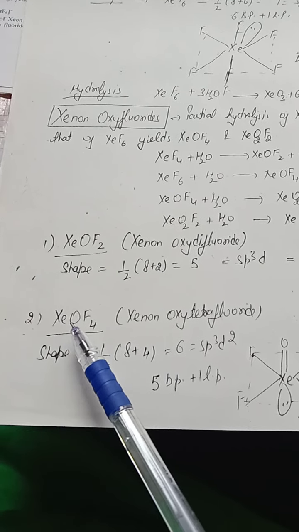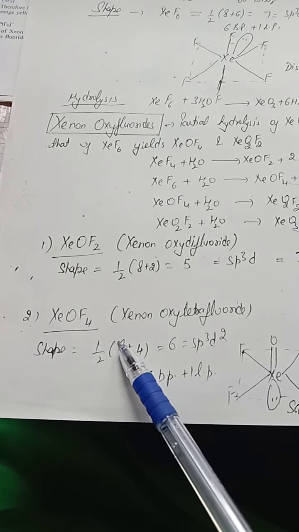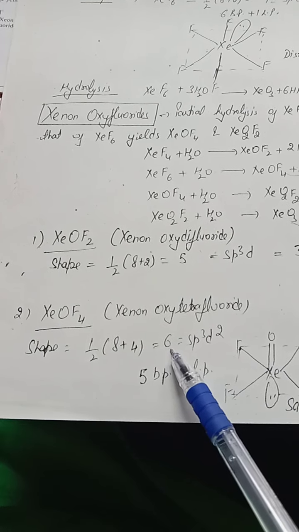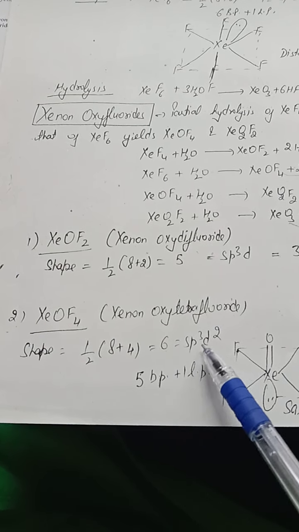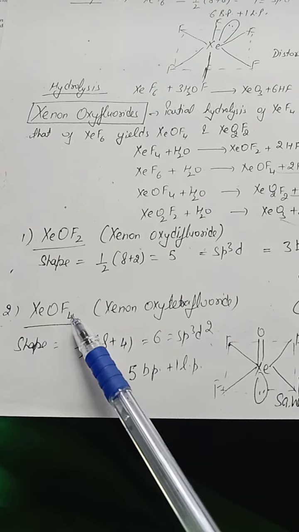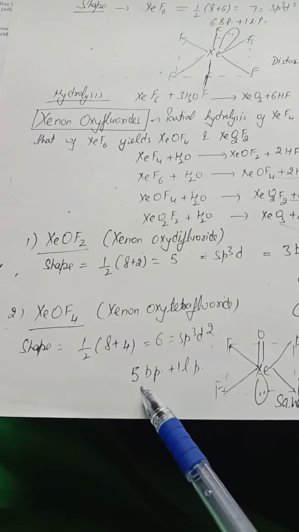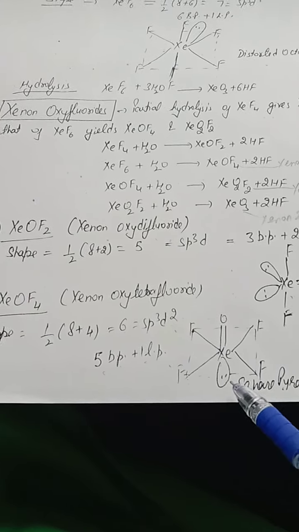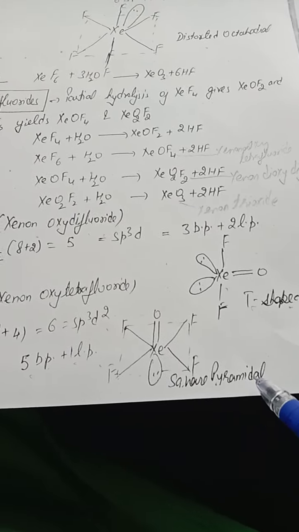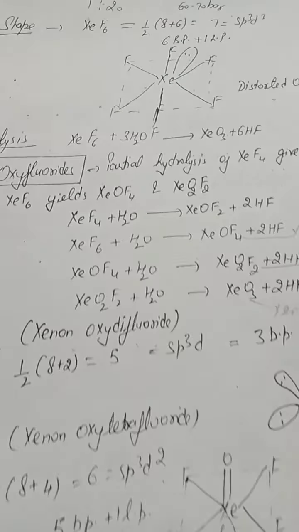Next is xenon oxytetrafluoride. 6 sigma bonds, sp3d2 hybridization, 4 and 1, 5 bond pairs with 1 lone pair. So it will give us square pyramidal geometry.